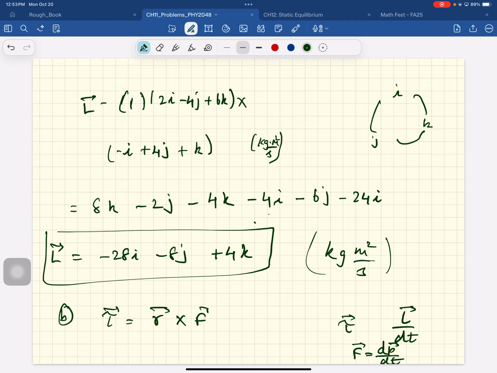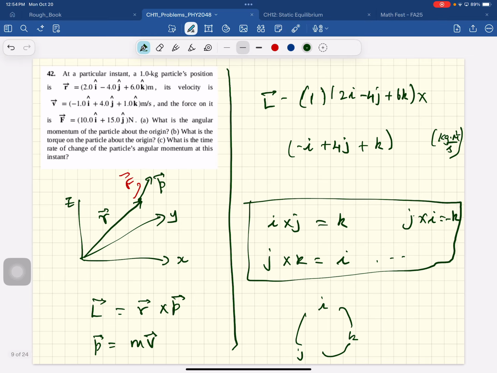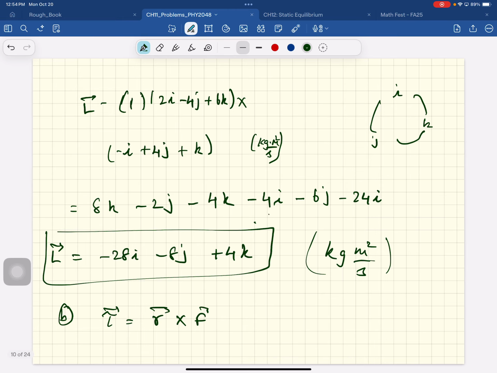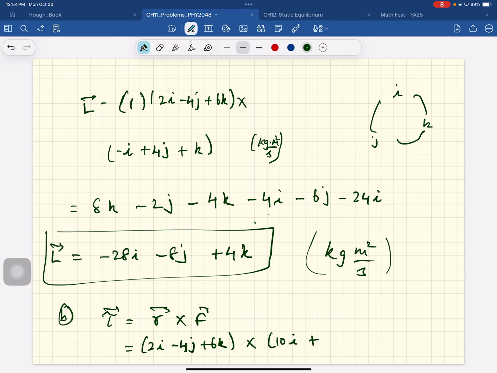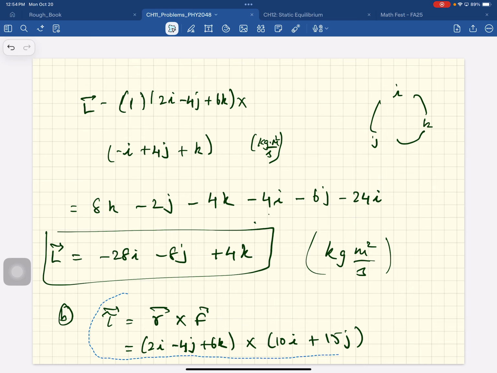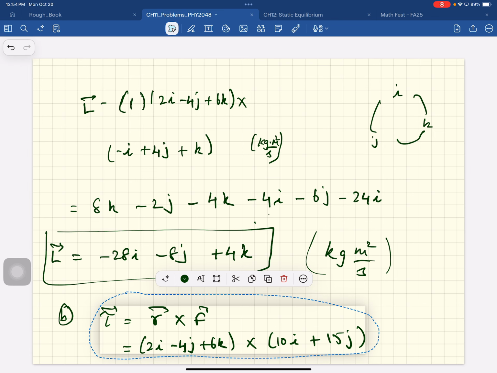All right, so let's calculate the torque. What is the force? Force is 10i and 15j. So 2i minus 4j plus 6k cross 10i plus 15j. And I'll do this a little quicker.